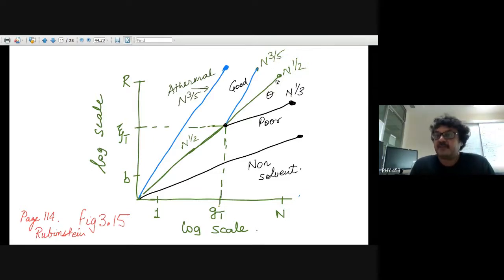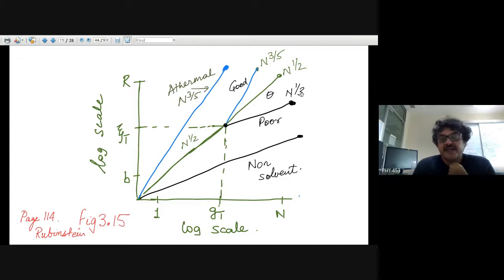If you have the theta solvent, it will remain ideal at all length scales, right? And also, if N was smaller than g_T, then at all length scales along the polymer chain, again you will see ideal chain statistics. But if N is greater than g_T, then you will see N to the power half if it's a theta solvent. But if it's a poor solvent, then up to a certain length scale you will see ideal chain statistics. But after that, you will have a collapsed globule of blobs, N to the power 1/3.